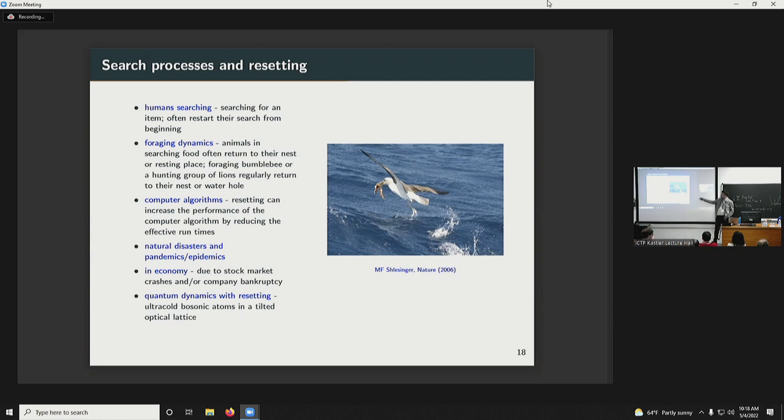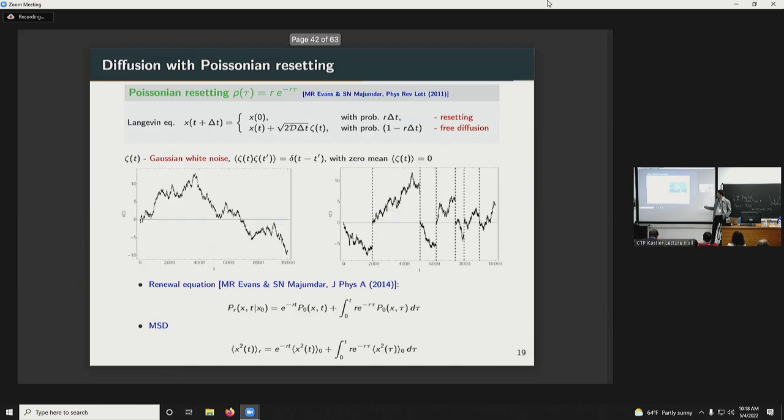But there are also many works nowadays on quantum dynamics with resetting, and this is still a topic that is worth considering in the future.